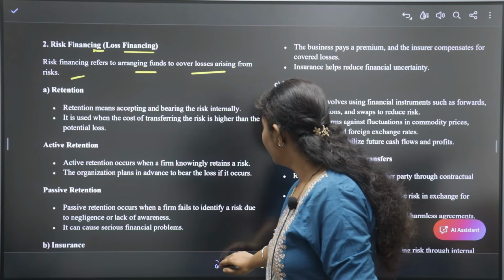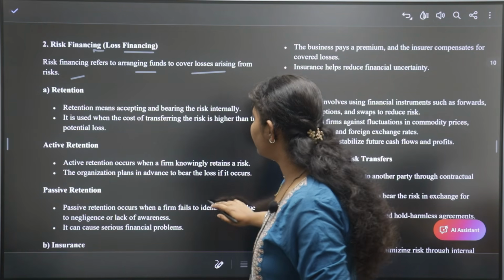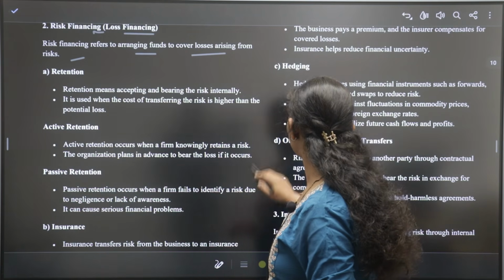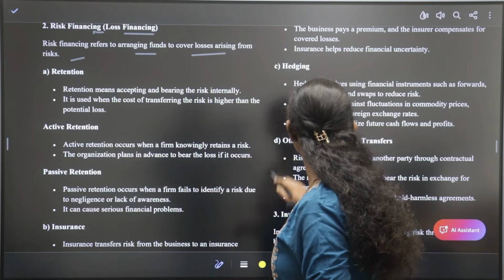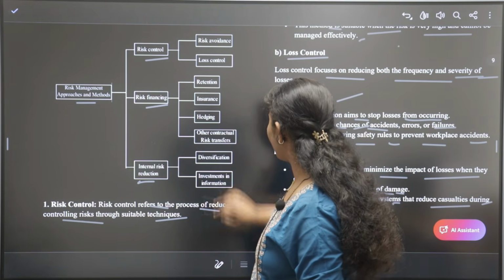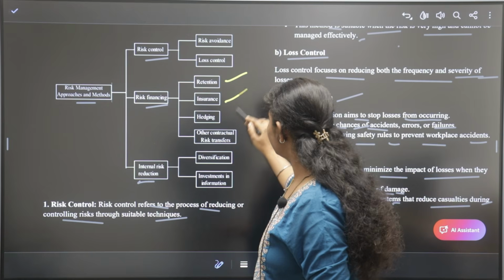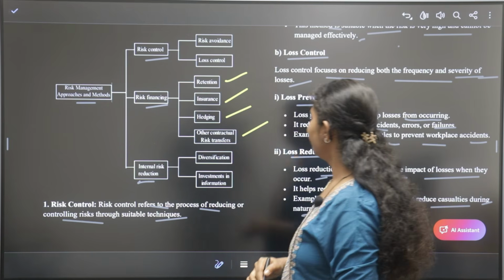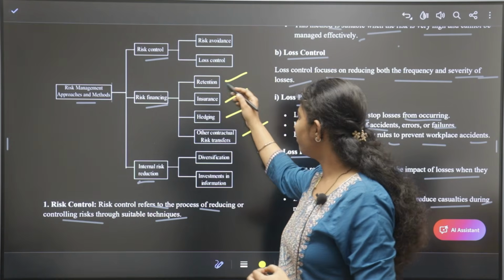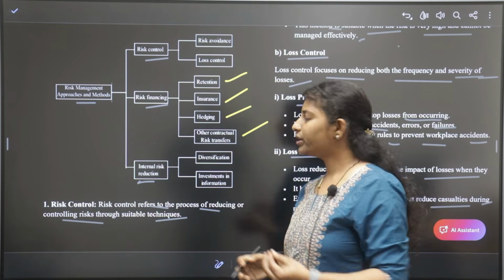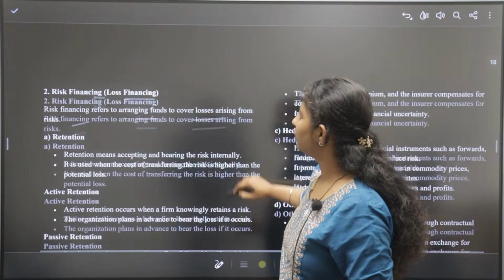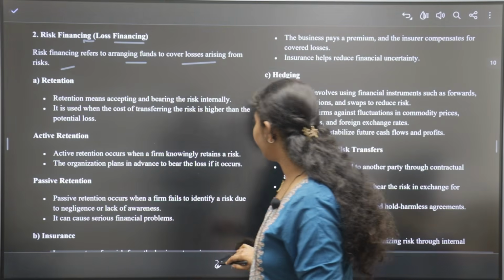In risk financing we have methods: retention, insurance, hedging, and other contractual risk transfer. We are getting financial or monetary support from retention, or from insurance, or from hedging. We'll discuss them one by one. First, retention.